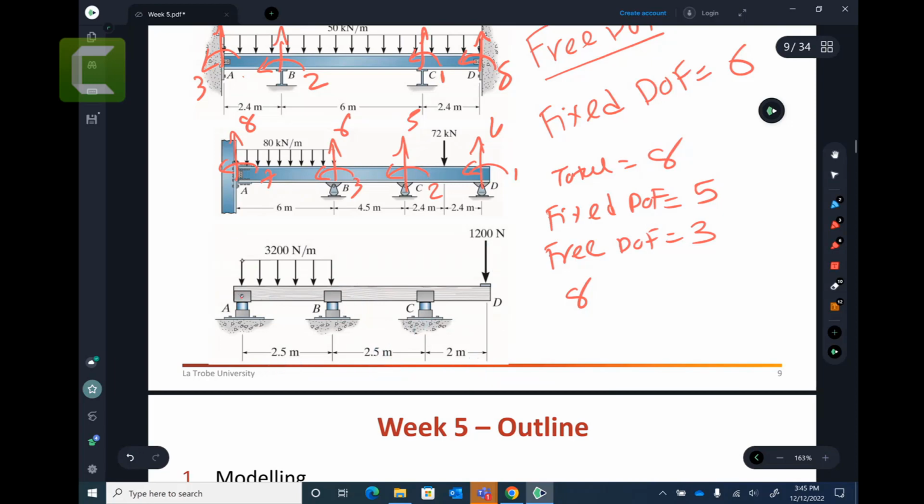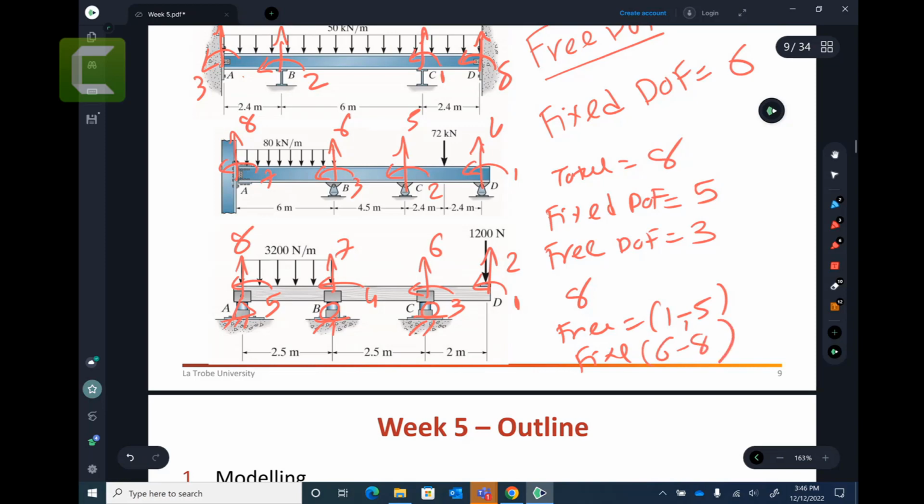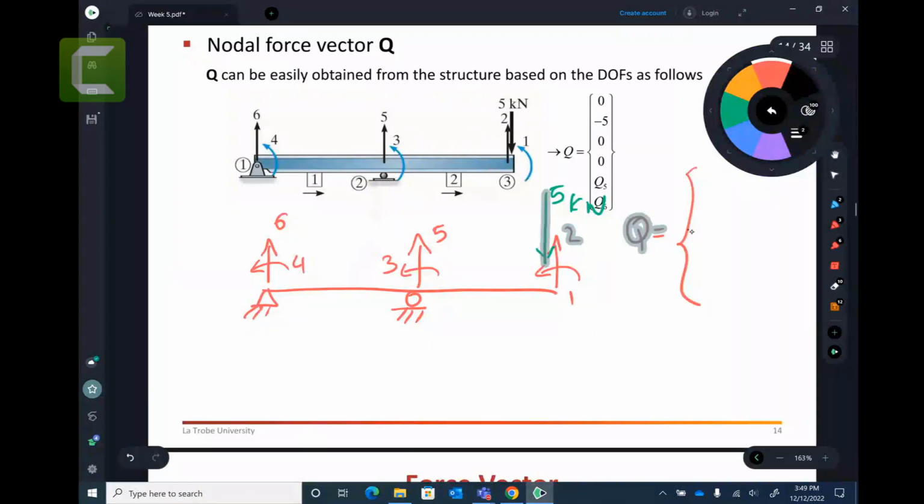From here, you can see this going up, this going up, this going up, and then you have this rotation. And this is, let's say, pin, roller, and roller. So this one would be free. Let's say 1 and 2 is free. This cannot go up, but let's say 3 is free, 4 is free, 5 is free. So 1 to 5 are free and 6, 7, and 8 are fixed. I hope you understand that. How about now? I can do it again.